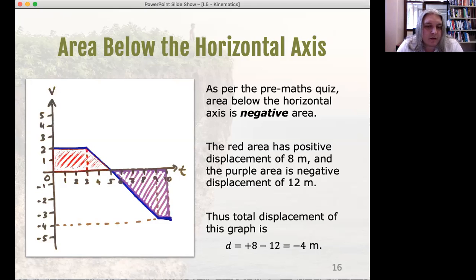The negative displacement, remember, if we were talking about distance, would still be positive because you're still traveling that far. So this isn't true for distance. For distance, you always add all the areas. It's only for displacement where the negative part is treated as a negative.